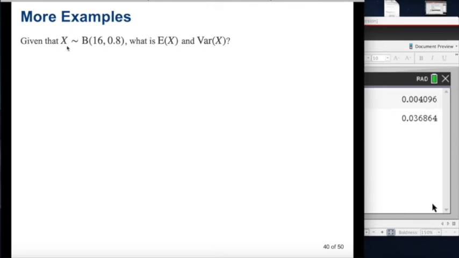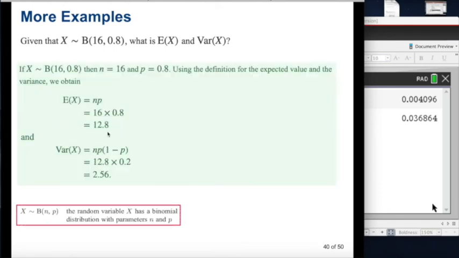Given that random variable X is binomially distributed with 16 trials and 0.8 probability of success, the question is what is the expected value of random variable X, which is the mean, and the variance of random variable X. Remember the formula for the mean, or expected value of X, is equal to np: number of trials 16, probability of success 0.8. Multiply the two to get 12.8.